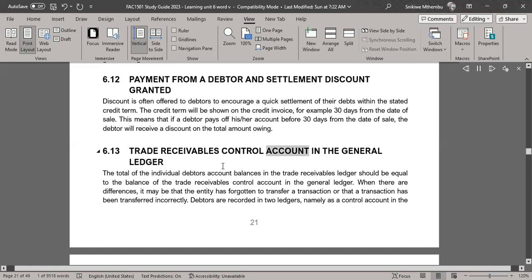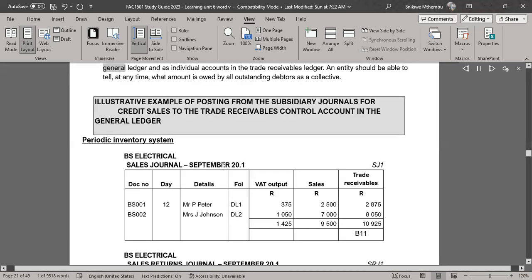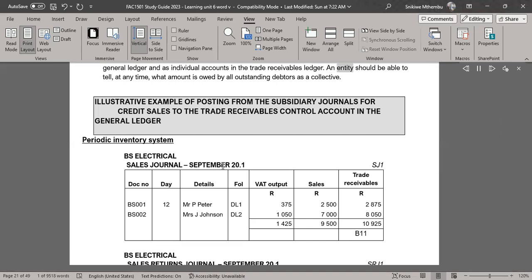6.13 Trade receivables control account in the general ledger. The total of the individual debtors' account balances in the trade receivables ledger should be equal to the balance of the trade receivables control account in the general ledger. When there are differences, it may be that the entity has forgotten to transfer a transaction or that a transaction has been transferred incorrectly. Debtors are recorded in two ledgers, namely as a control account in the general ledger and as individual accounts in the trade receivables ledger. An entity should be able to tell, at any time, what amount is owed by all outstanding debtors as a collective.